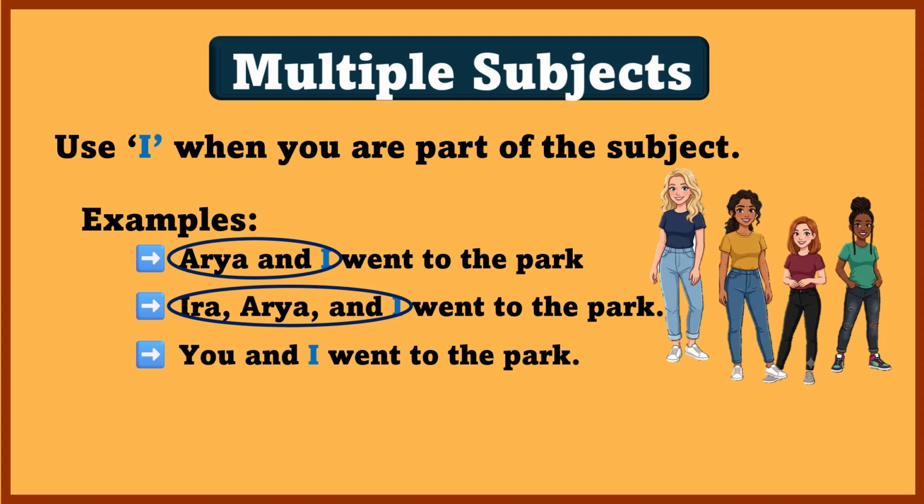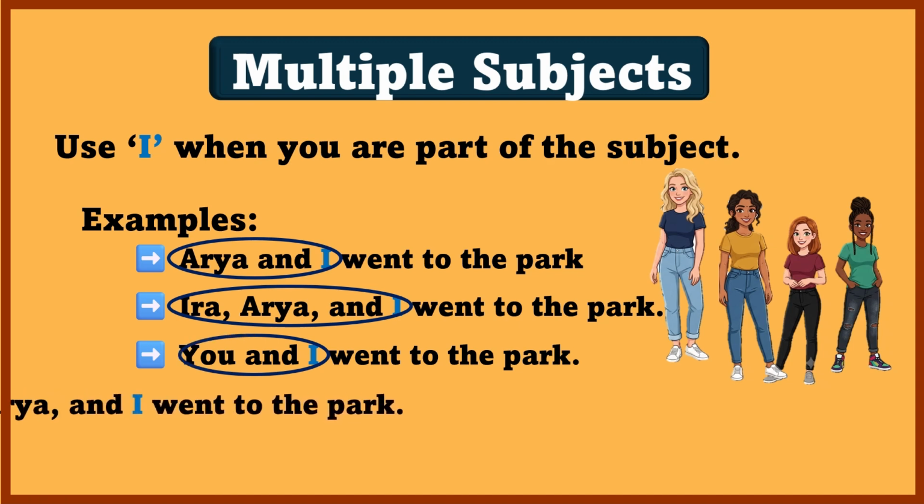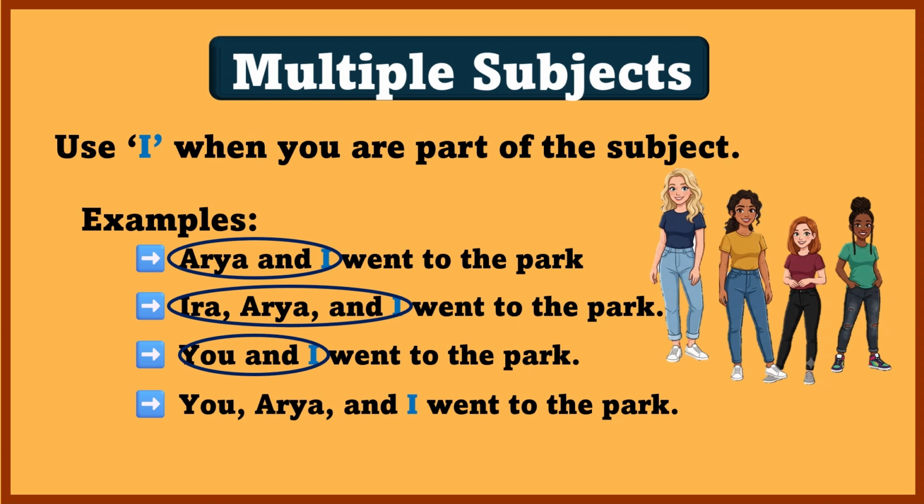You and I went to the park. Here, you and I are the subjects. You, Arya, and I went to the park. Here, you, Arya, and I are the subjects. Notice that in all these sentences, I is usually placed last because we mention other people before ourselves.